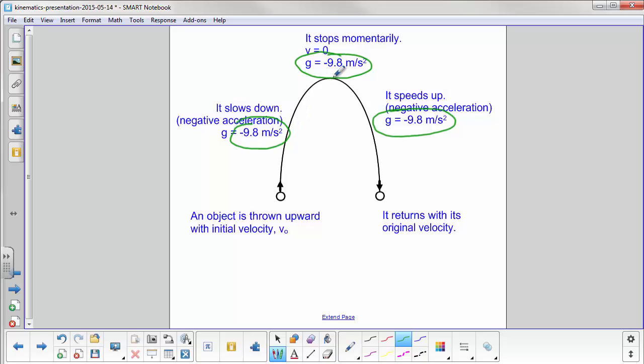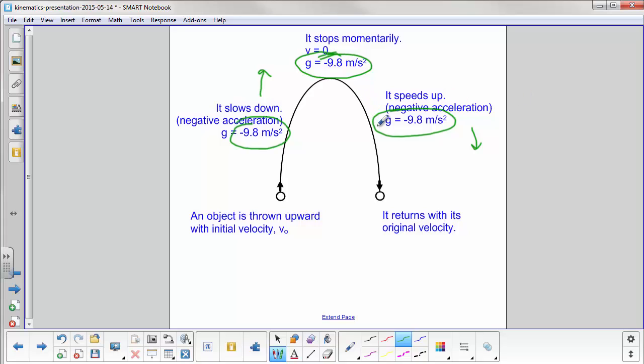At the top, it will stop momentarily. And the way you can see that is once it starts falling down again, it is speeding up. So the only way you can go, for example, in this direction, where you have a positive velocity, and in this direction you have a negative velocity because it's going down, the only way to get from positive to negative is to go through zero. So at the top of this trajectory, the ball has zero velocity.